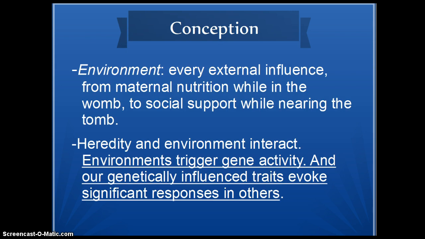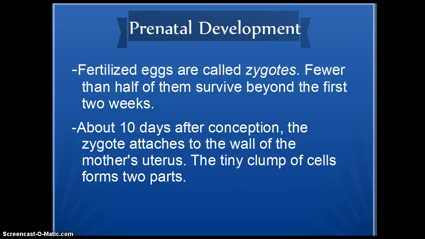Genes can be either expressed or not, depending on external influences. These influences, which range from prenatal nutrition to social support in later life, we refer to generally as environment. Your height, for example, may be influenced by your diet and even by accidental injuries during growth. Thus, there is an interaction between environment and heredity. Our natural tendency to be either outgoing or reserved can be strengthened or weakened by the feedback we receive in our environment.